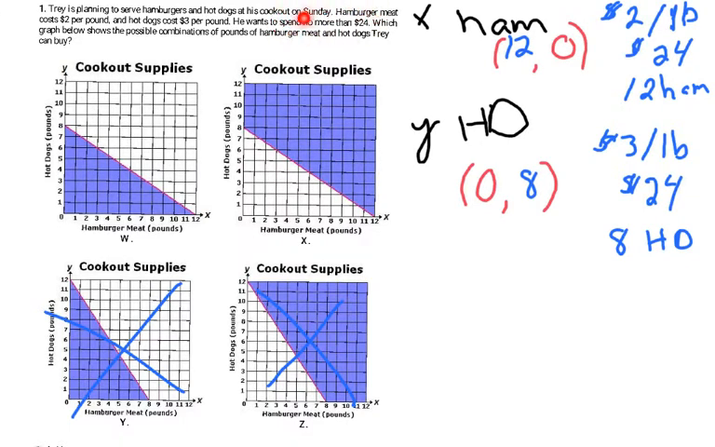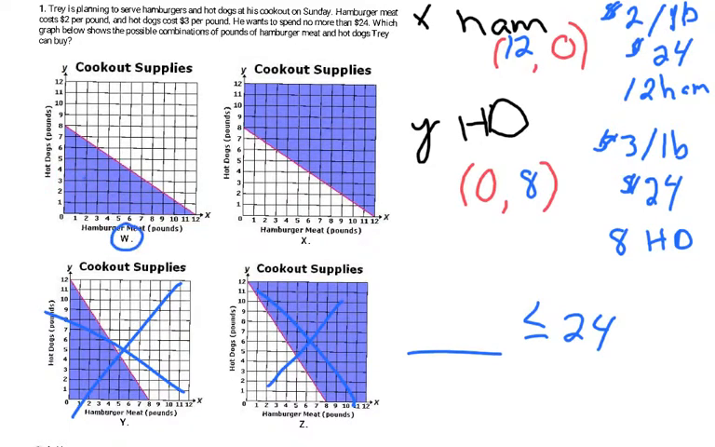Well, if he wants no more than $24, that means he wants to spend $24 or less. So it has to be less than or equal to $24. So what he spends has to be less than or equal to $24. So since it's less than, you're going to want to shade below the line. So your answer is W.